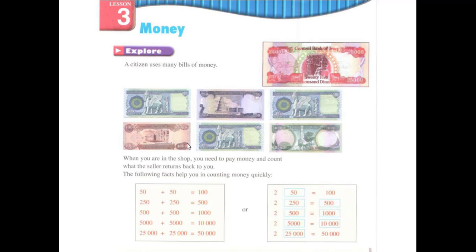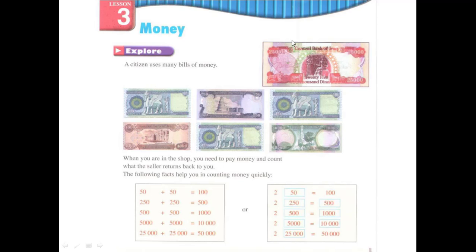We have money, guys. As you see, there are dinars. Okay, this one is 25,000 dinars. It is 500 dinars. It is 1,000 dinars. This one is 10,000 dinars. This one is 250 dinars.